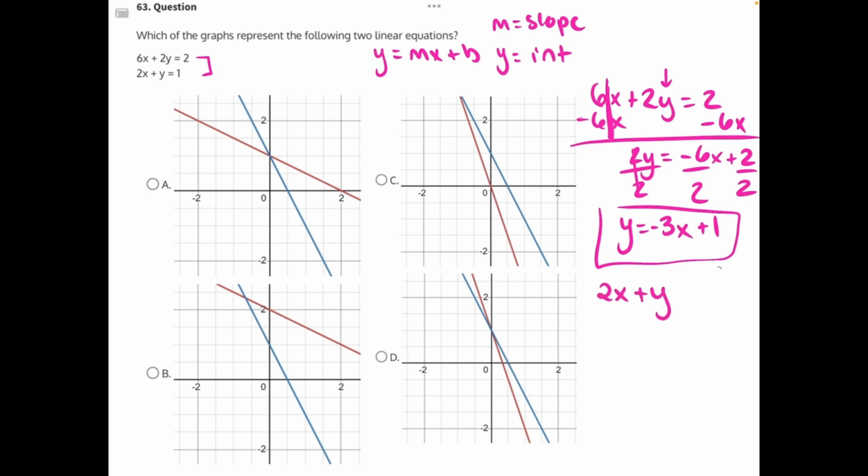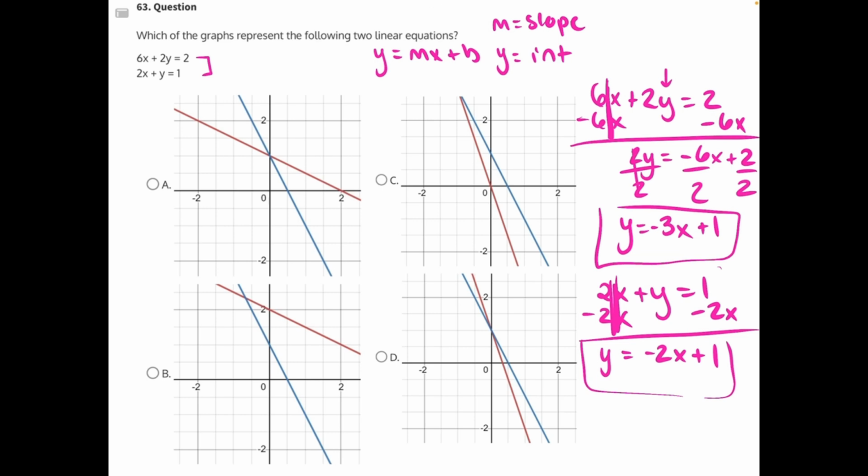2x plus y equals 1. Again, we want to isolate our y variable, so let's subtract 2x from both sides, do the opposite operation. That will cancel, leaving us with y equals a negative 2x plus 1. And this is our second equation.